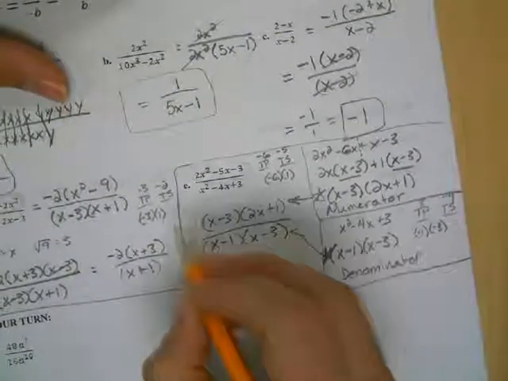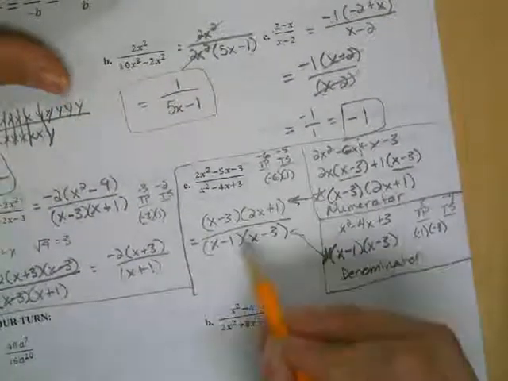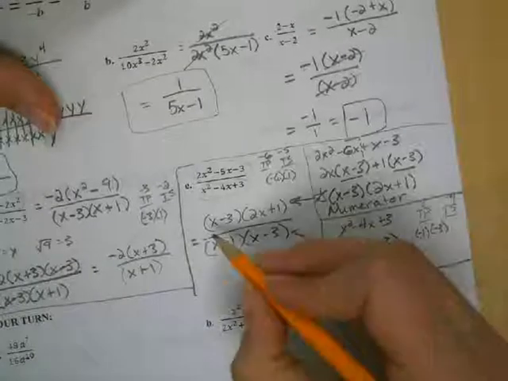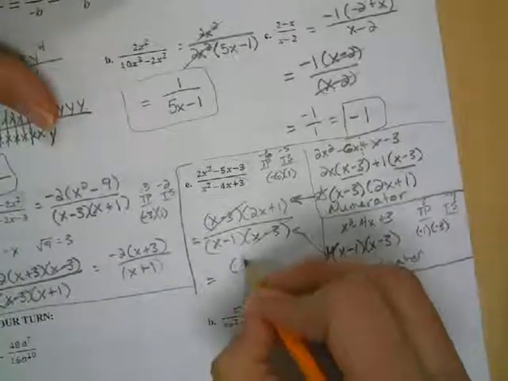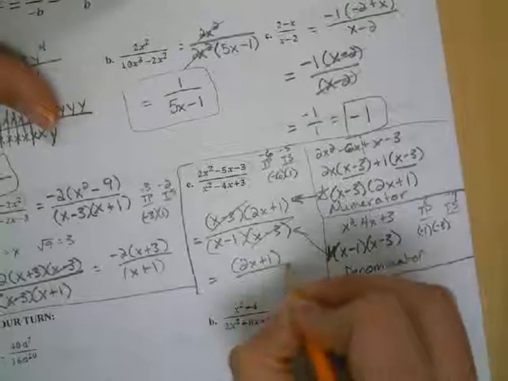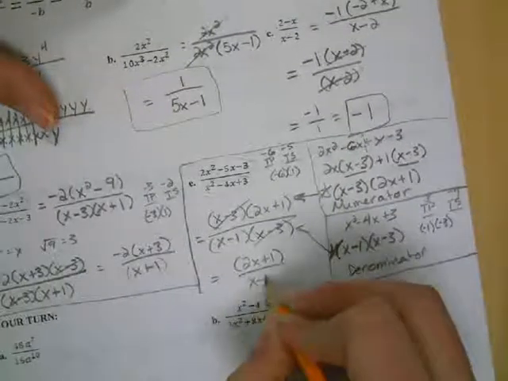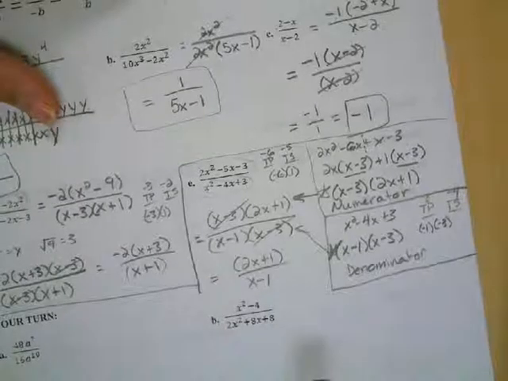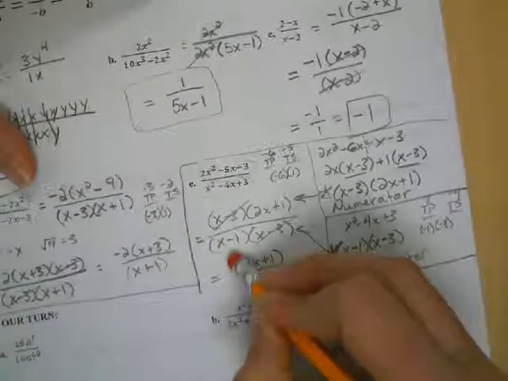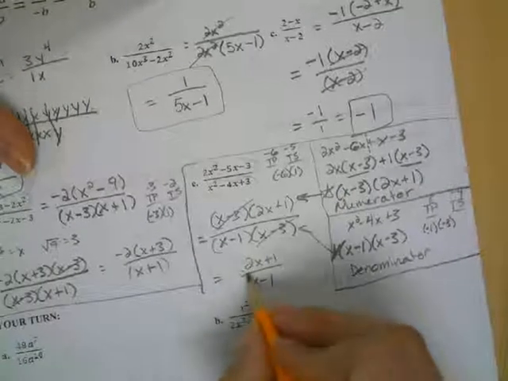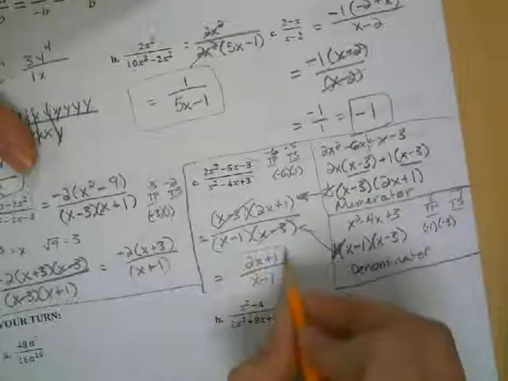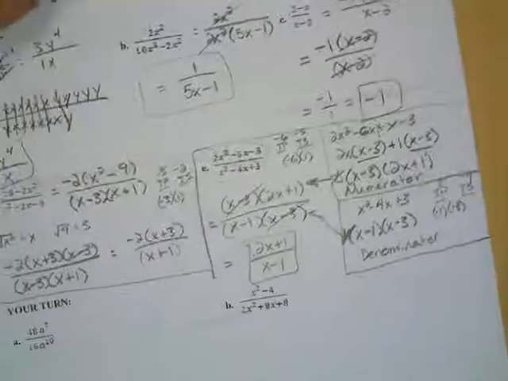So once we're here, now we can go ahead, cancel our common factors. I've got an x minus 3 on top and bottom, leaving me with 2x plus 1 over x minus 1. Okay, again, you can keep your parentheses. You don't have to. This time I'll leave it without the parentheses just to show. Okay, so equals 2x plus 1 over x minus 1. So that would be your final answer.